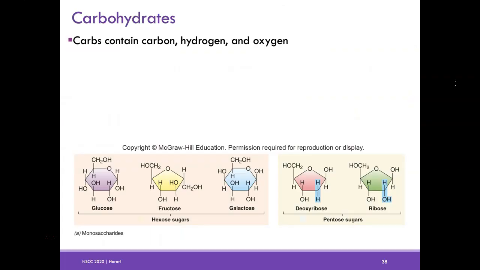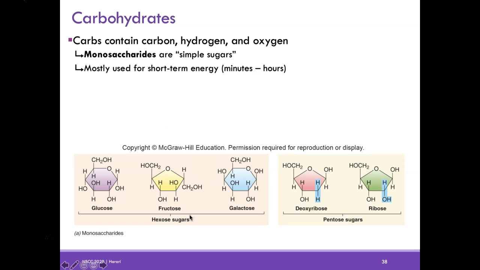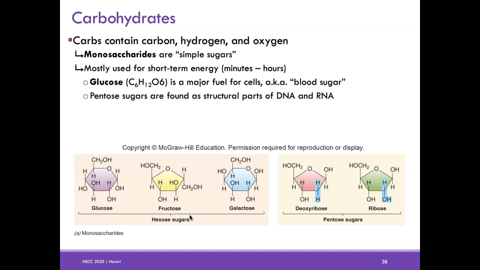Carbohydrates contain carbon, oxygen, and hydrogen in a 1:2:1 ratio. It's one carbon to every two hydrogens to one oxygen. Monosaccharides, like these guys over here, are single sugars or simple sugars. Mono means they only have one ring, a single ring sugar. These are used for short-term energy. So glucose in our blood is used for short-term energy, like minutes to hours. Glucose has a chemical formula of C6H12O6. That's our blood sugar. Pentose sugars, like deoxyribose and ribose, look like a pentagon, and they are components of DNA and RNA.